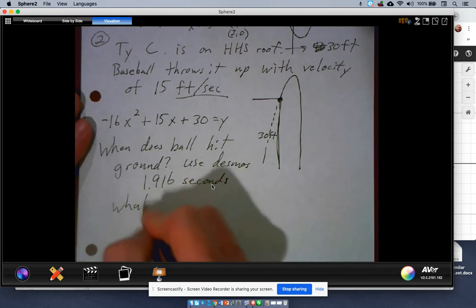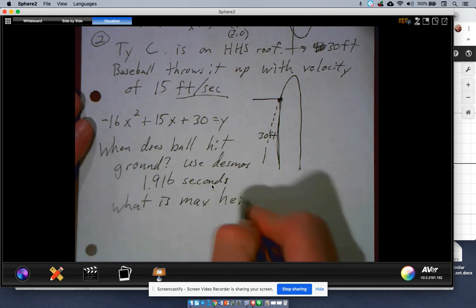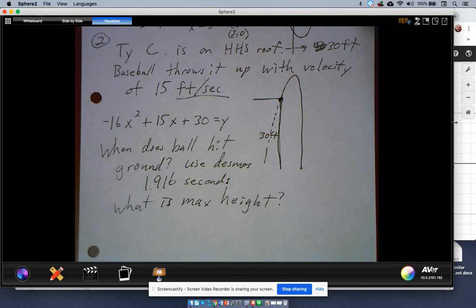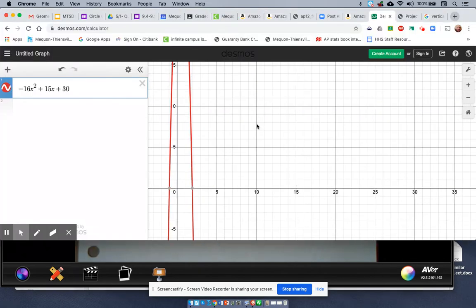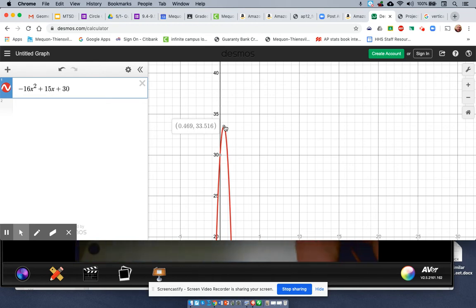What is the maximum height? Okay, what's the maximum height? Let's go check and see if we can see what that is. We did that once already, the maximum height. So right here, I said to click on it. Boom. It tells me 33.516. So at 0.469 seconds, it traveled to 33.516 feet.